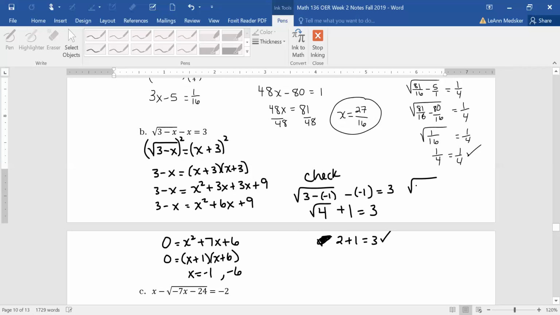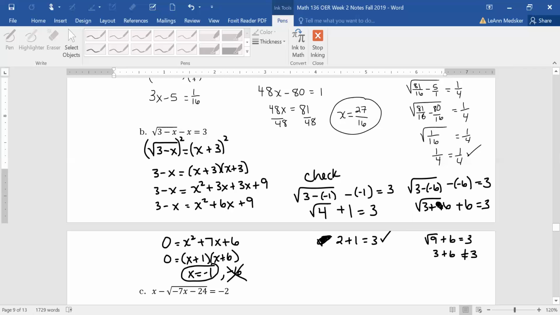Square root of 3 minus a -6, subtract a -6 equals 3. This would be square root of 3 plus 9, or sorry, 6. Trying to do this too fast. Plus 6 equals 3. That would be square root of 9 plus 6 equals 3. That is 3 plus 6, which does not equal 3. So this scenario does not equal the correct number. So the only solution is x equals -1.